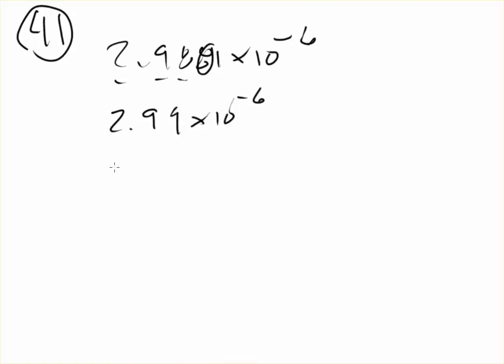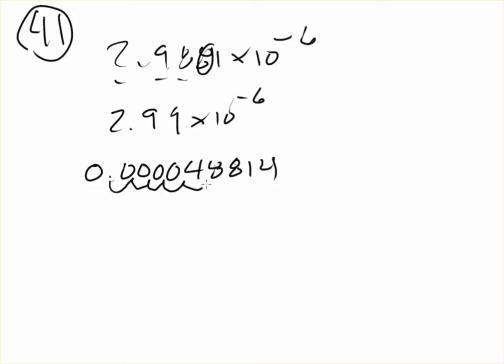For C, you have 0.0000 and 48814. So let's convert to scientific notation, 2, 3, 4, 5. So it would be 4.8814 times 10 to the negative 5th power. But to round it to 3 sig figs, we're just going to get rid of that.